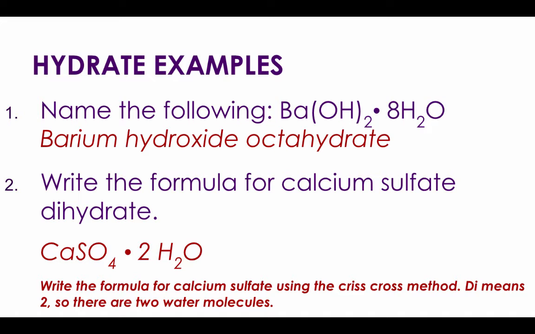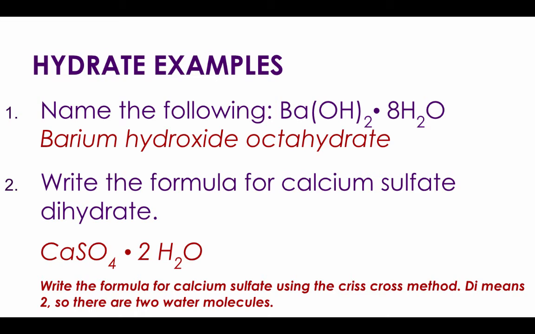So with examples of hydrates, we're going to look at naming and writing the formula. This says to name the formula for Ba(OH)2 dot 8H2O. And so we name this like normal. So it's barium hydroxide, that's just naming using the ionic rules like before. And then we say octa for 8 hydrate. So instead of saying octa water, we say octahydrate. What that means is that it has 8 waters attached. So the way that we would read this name is barium hydroxide octahydrate.